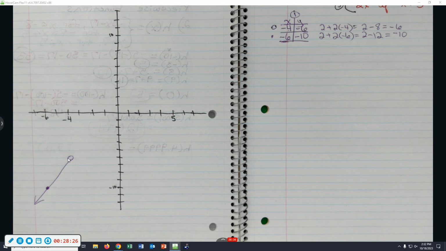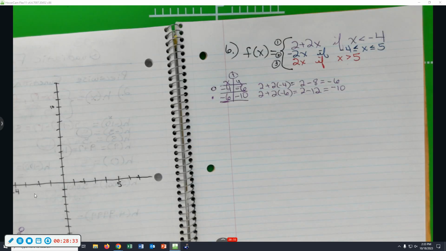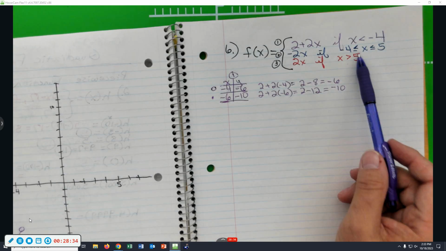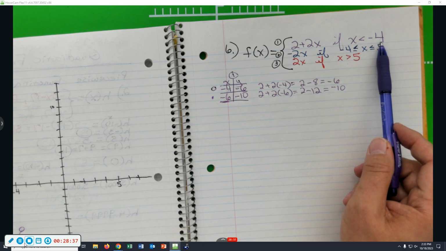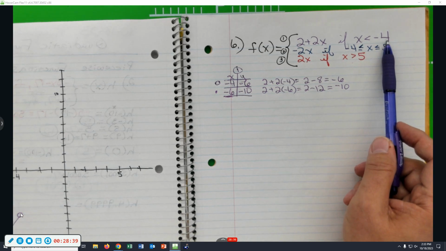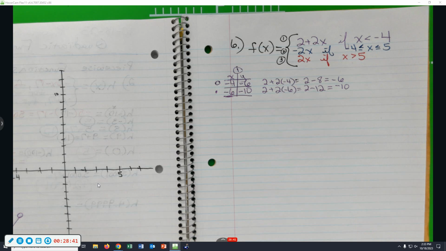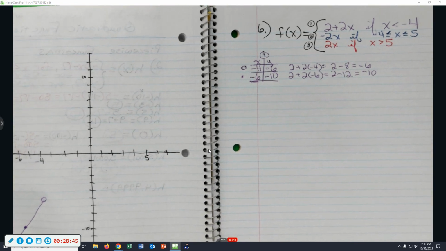Any questions on our logic there? Do not put an arrow where the open circle is. If you put an arrow here, that means you think this interval keeps going past -4. It does not. It's safe to say you're not going to have arrows at cut points.